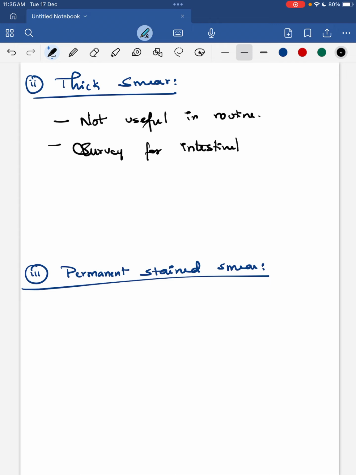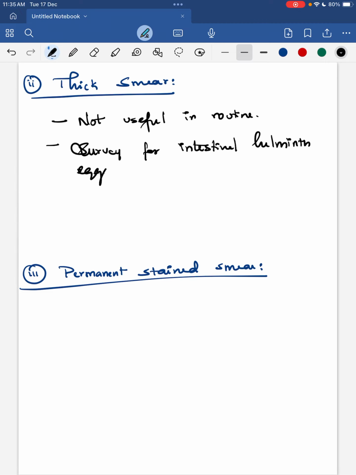Okay, next, this is also not useful for identifying larva. Protozoal or helminthic larva is not useful for diagnosis of larva.